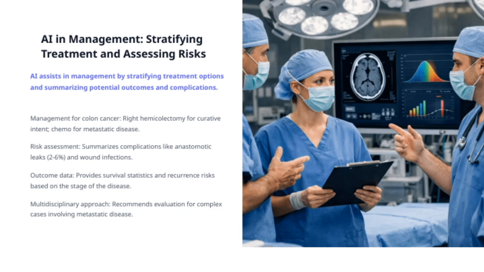Regarding management strategies, right hemicolectomy is typically performed with curative intent for colon cancer. In cases of metastatic disease, chemotherapy becomes an essential component of treatment.